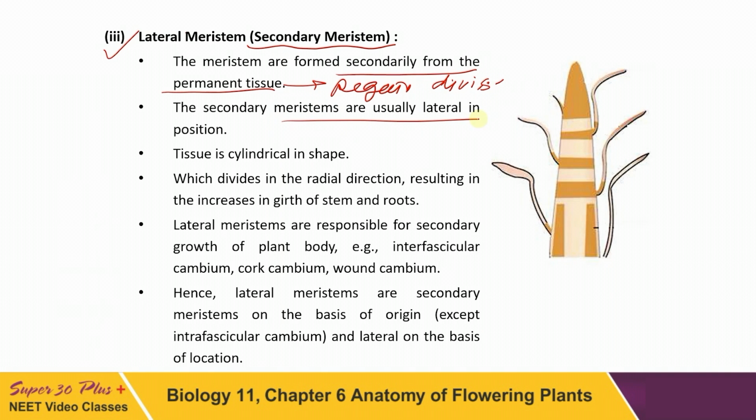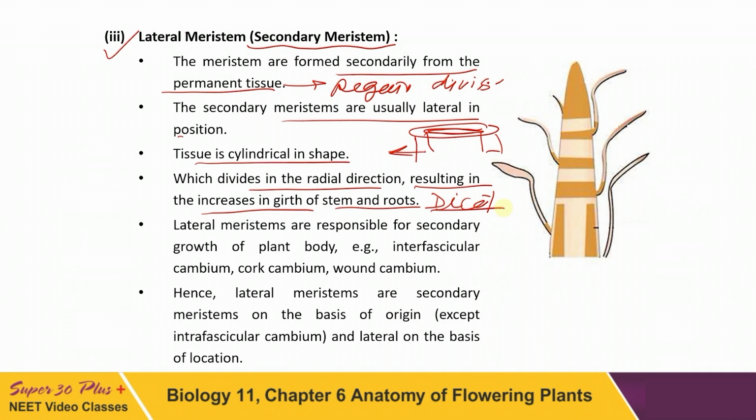Secondary meristems are usually lateral in position. If we cut a transverse section like this, and this is the cylindrical structure, that is lateral meristem. This shows cylindrical in shape. It divides in radial direction, and because of this lateral meristem, the thickness will increase, resulting in thickness or girth of the stem and root. And you know these are found only in the dicot stem and dicot root.